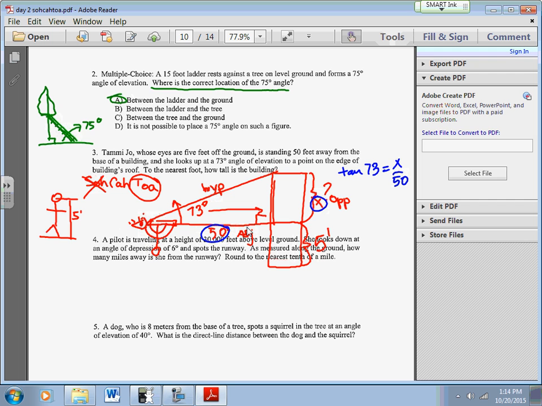Now, did everybody get a calculator? Calculators are right over there. Grab it.